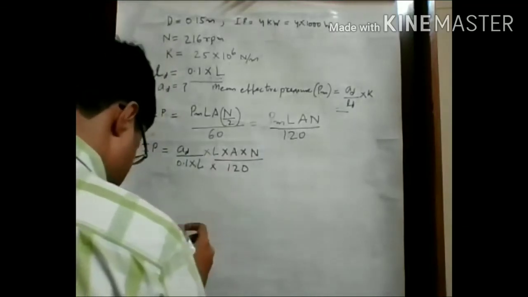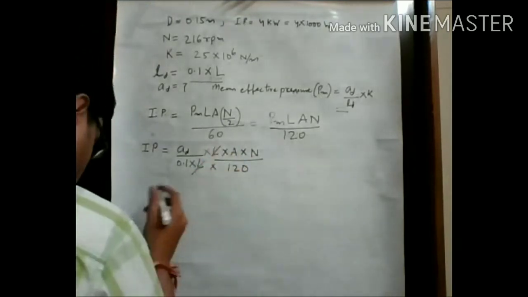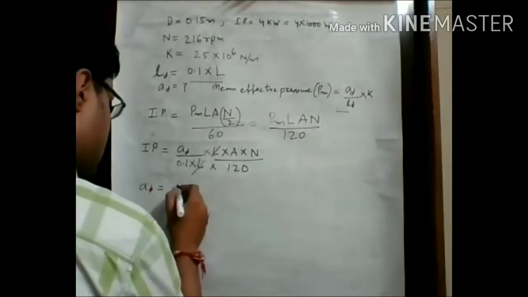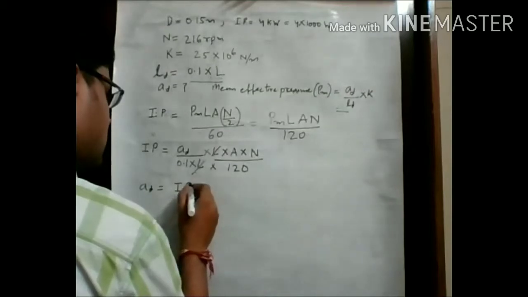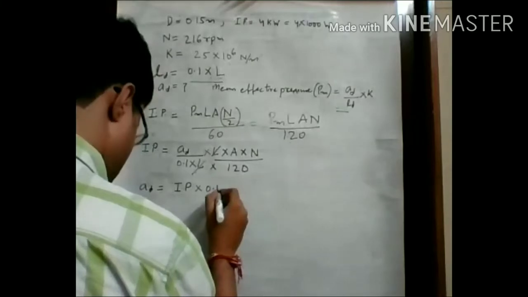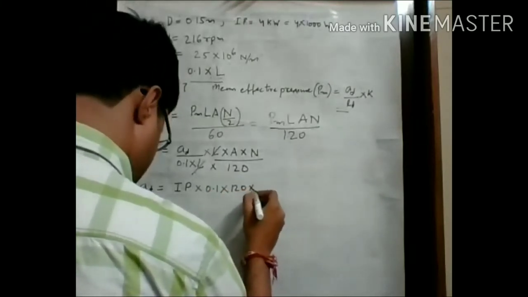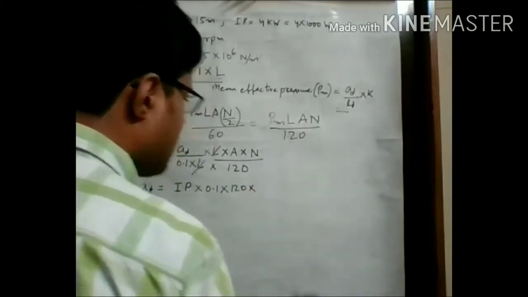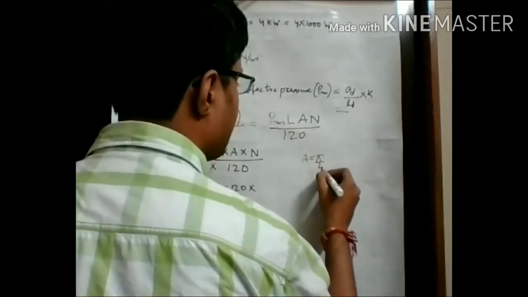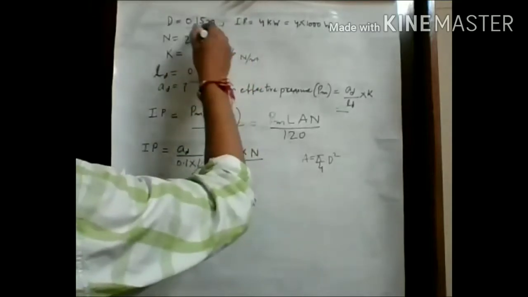So if we want to, this L to L cancel. So if we want to calculate the A_D value, we get indicating power multiplied by 0.1 multiplied by 120 multiplied by, if we put this A value, pi by 4 D square. This is the area of the piston, and here D is 0.15 meter.